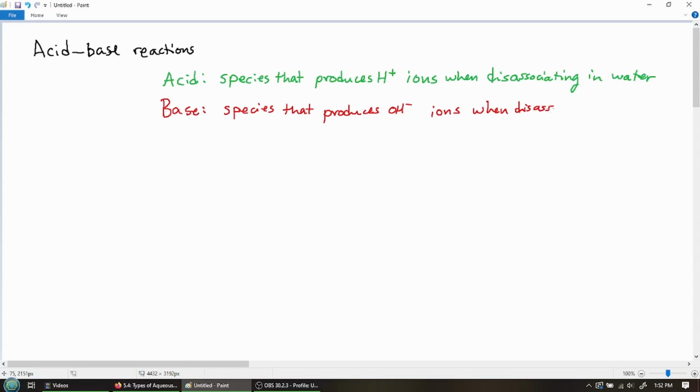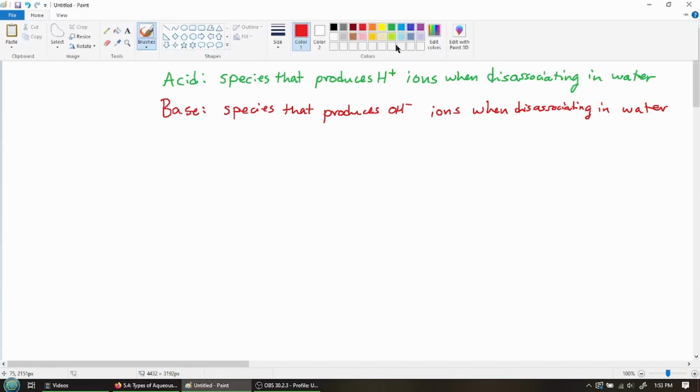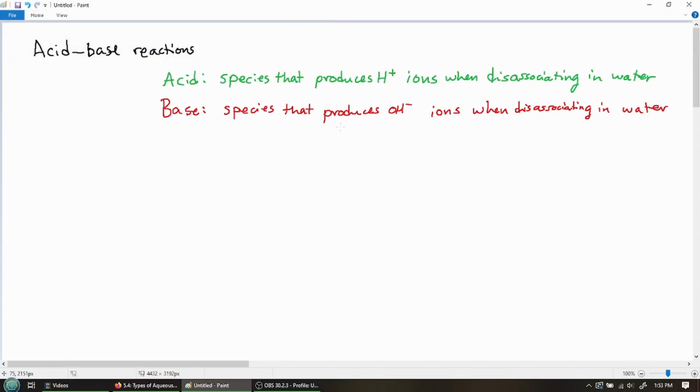Later in this course, I think it's this course and not the next one, we will have some more sophisticated definitions of acids and bases. Really, all I mean here is that they add a little bit more detail, and then from there we'll be able to see how they kind of reduce back to these definitions. Okay, but this is what I want us to think about for now: an acid will be a species that produces H+ when it dissociates in water.